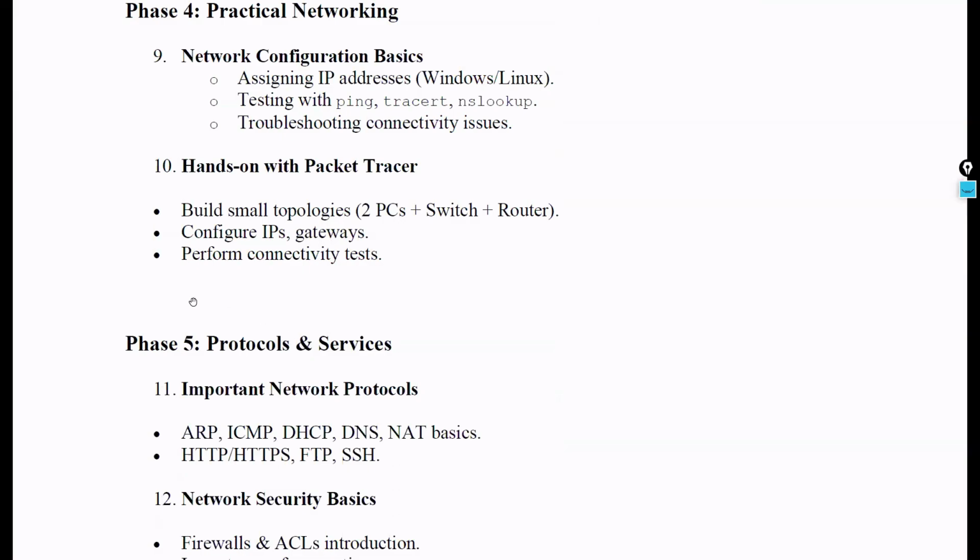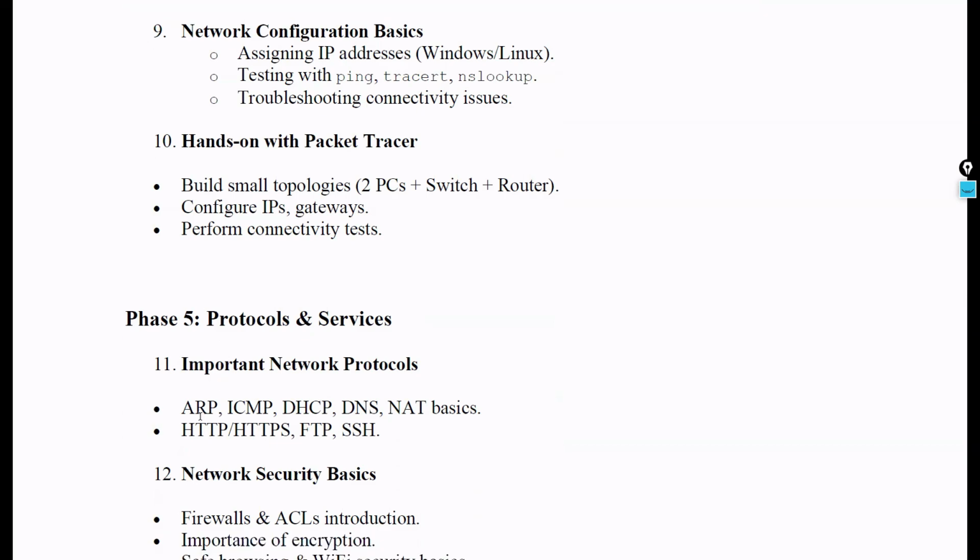And that's where the important part comes in, the protocols and services. So in the protocols and services, we will actually understand the backend protocols which are facilitating the communication and how the actual communication is taking place. Wherein I'll explain to you about different protocols like ARP, ICMP, DHCP, DNS, what's NAT, what is HTTP, HTTPS, FTP, Telnet, SSH, all these different protocols we will understand.